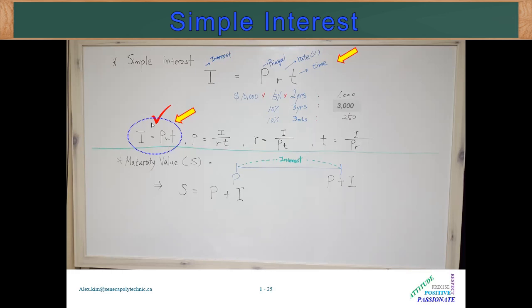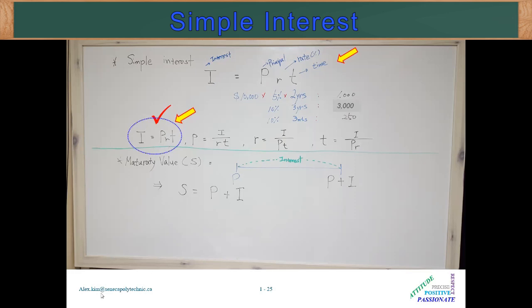So I can say I equals PRT. Interest equals principal times rate times time. How long? Good. Also introduce P equals I over RT, R equals I over PT, T equals I over PR. Do not apply these. For practical purposes, I strongly recommend you.